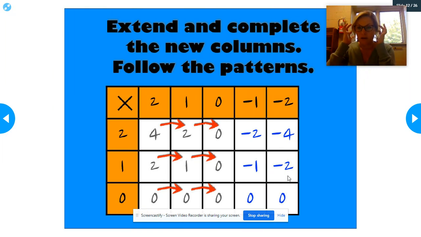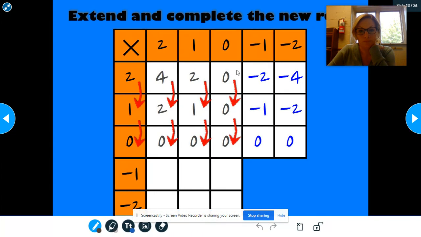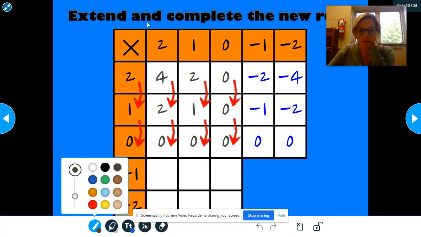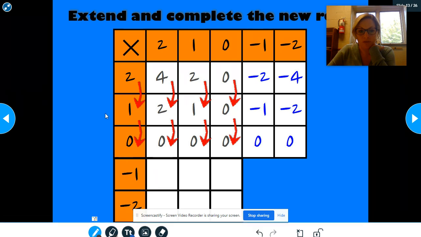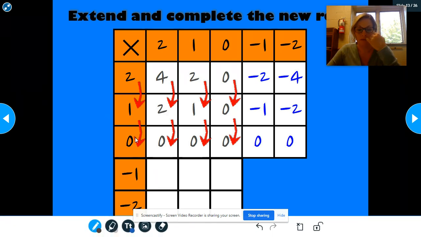So it shows you there, just to confirm, the same pattern going down. 0 is going to be all zeros. Same exact pattern. This is going down by 2s. This is going down by 1s. So you're going to have to put your zeros in there. 1 minus 1 is 0. 0 minus 1 is negative 1.